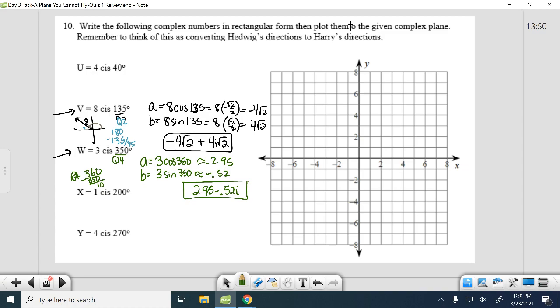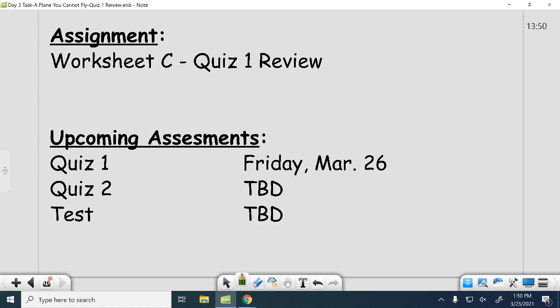All right, you've got a few more of those that you can practice on your own. You also have worksheet C as another really great extra practice to make sure that you're good for your quiz. Remember, you are going to have to do some addition, subtraction, multiplication, and division of just complex numbers. So make sure that you look at worksheet A as well, because it's got that review from Algebra 2 as well.